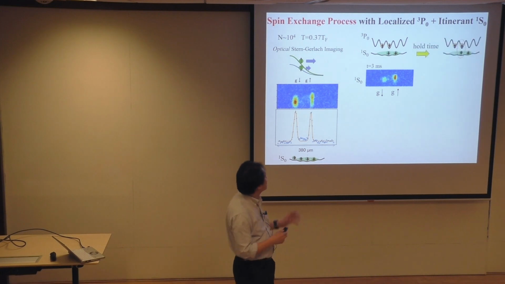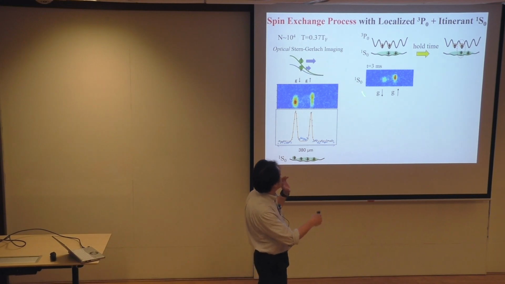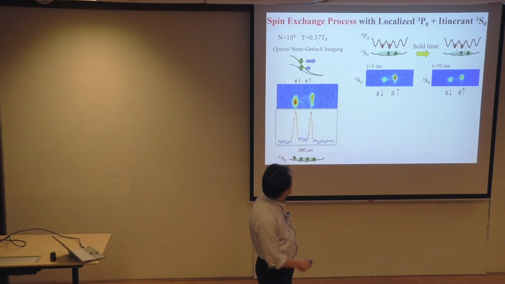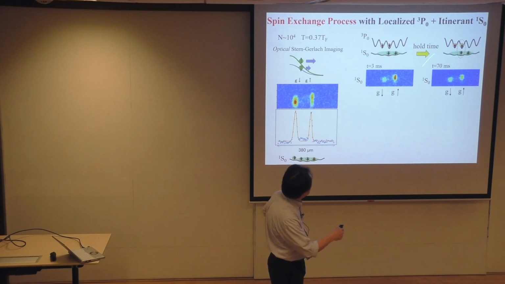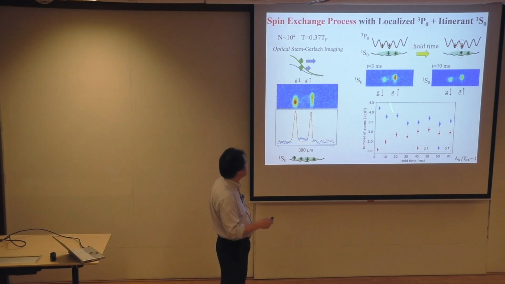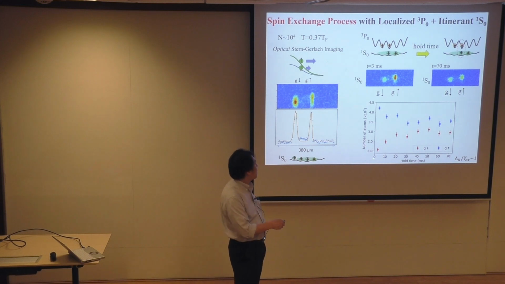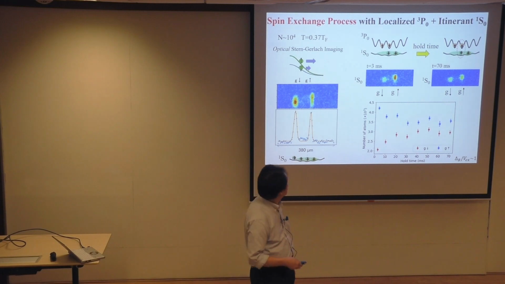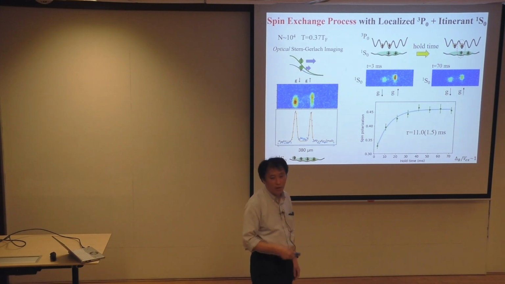After some hold time, the spin exchange process should occur like this, and then the initially prepared spin imbalance can be reduced. This was actually observed in our experiment. After 70 milliseconds, the spin imbalance is greatly reduced. Here we plot the number of spin up and down atoms as a function of the hold time. We clearly observe the spin exchange process in this way, and atoms are depolarized with a time constant of about 11 milliseconds in this system.